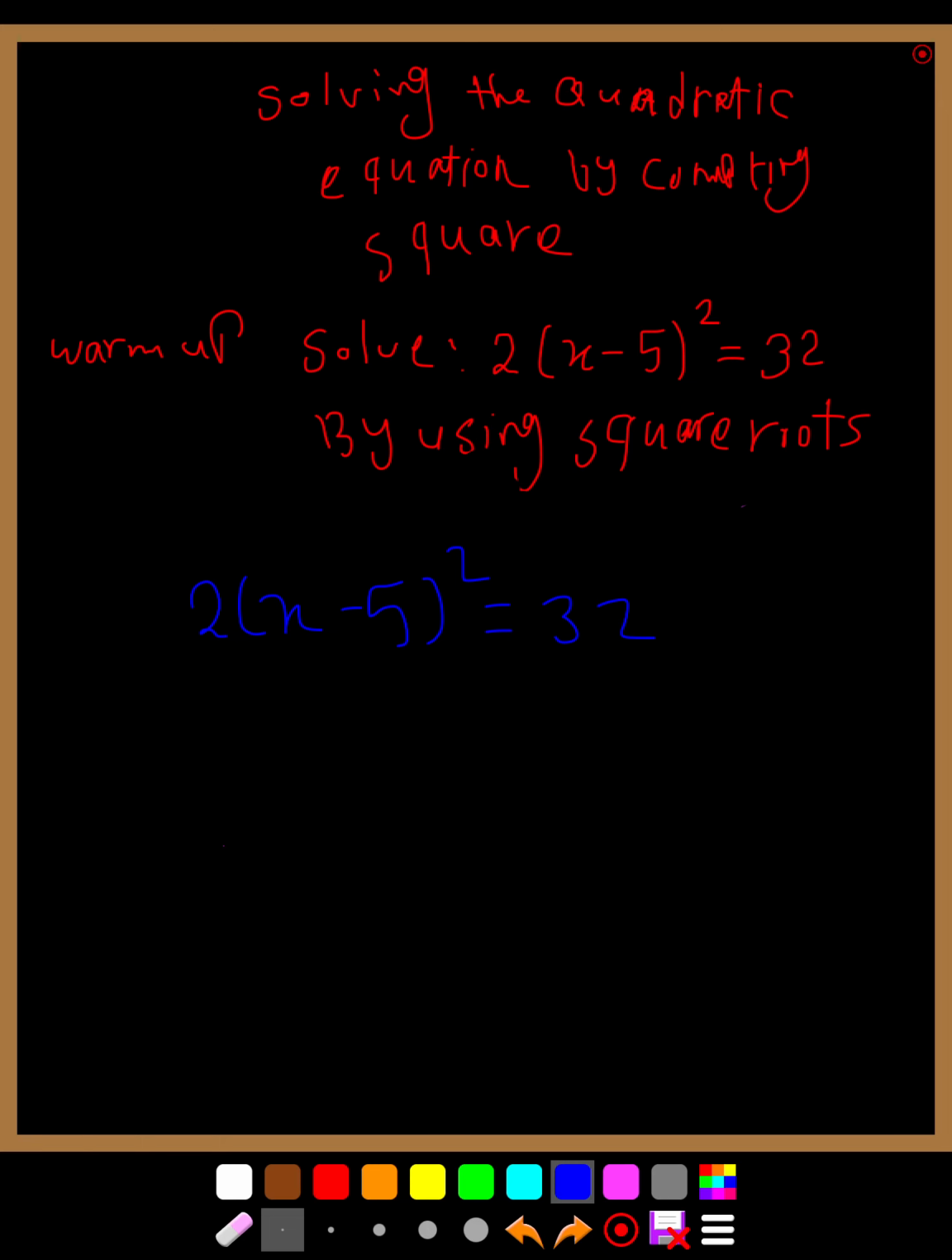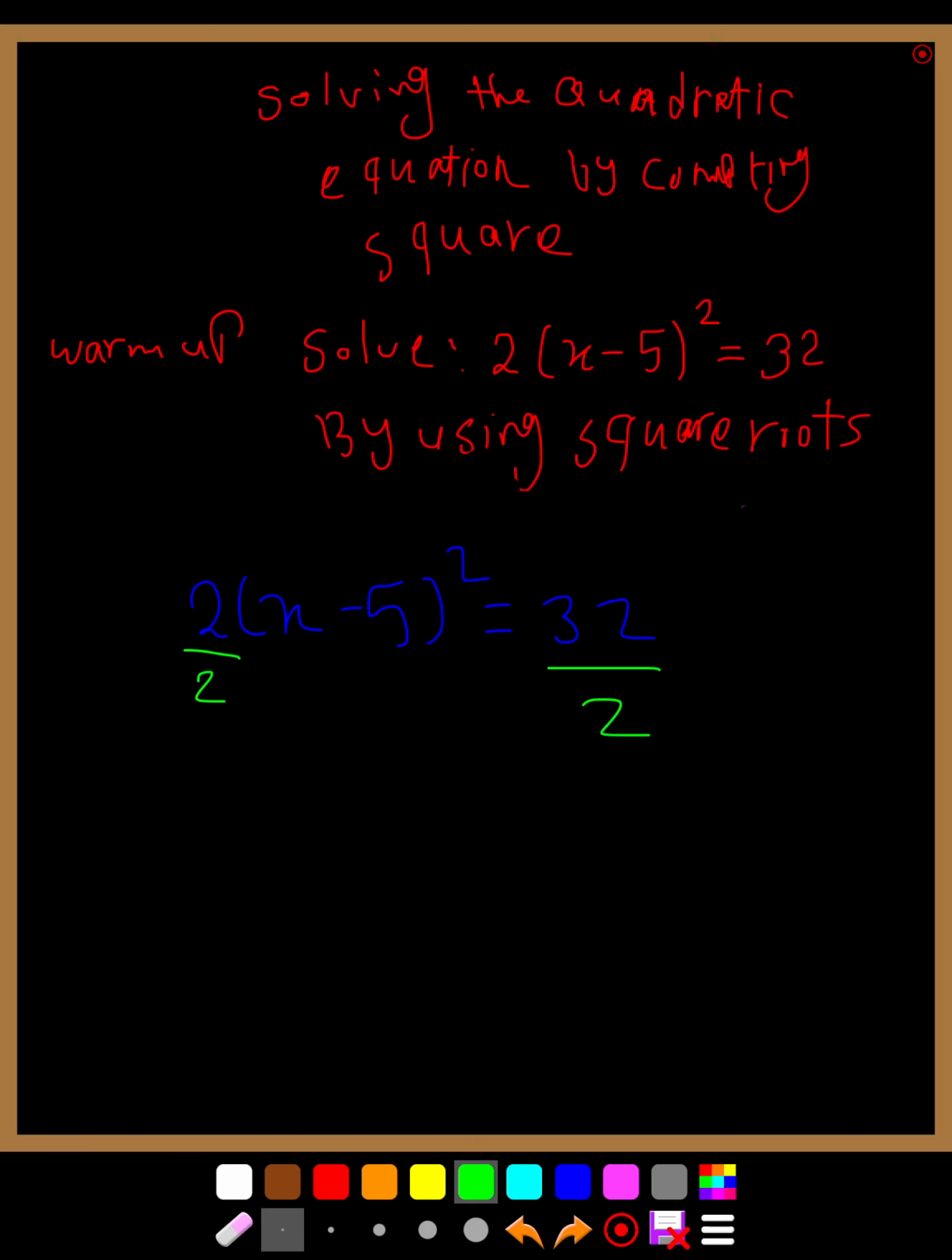This 2 is multiplication, as we already know from solving one-step equations. If you have 2x, for example, equals 8, how do we cancel this 2? You divide here by 2 and here by 2, because the opposite of multiplication is division. So here we also divide both sides by 2. Don't forget the equation must stay balanced. Whatever you do on one side, you should do on the other side.